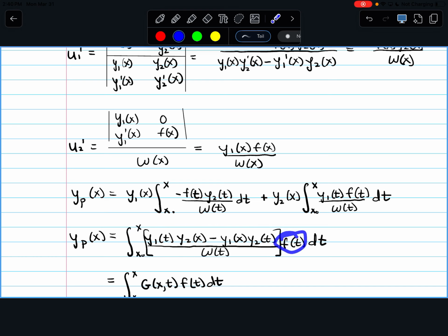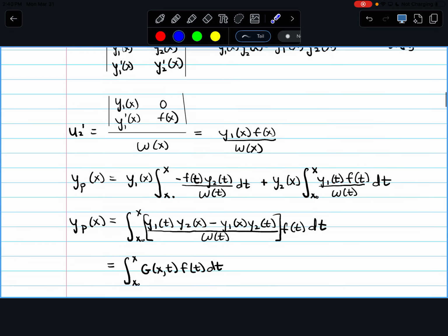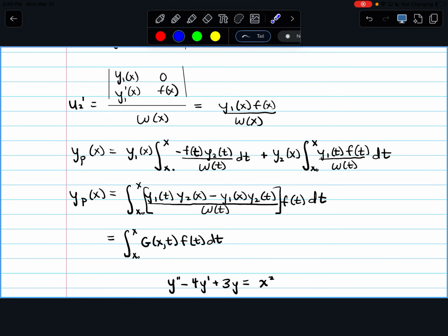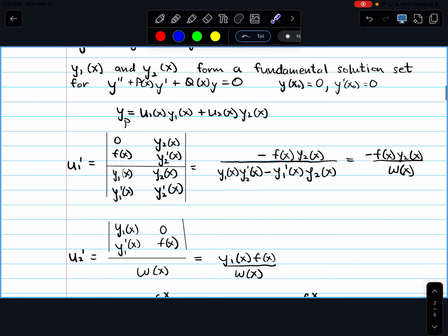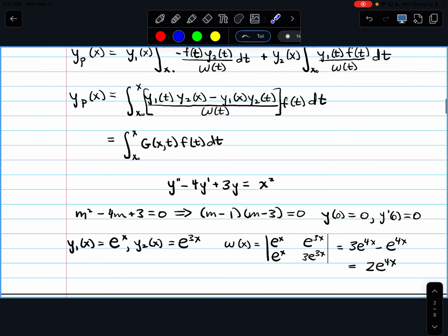And notice I've got the f of t out here. And what I have now is an integral that looks like this. I've got this thing right here, which I'm designating as capital G of x comma t. And then I've got f of t, which is what's on the other side here, the function. Now, this part right here, we call the Green's function.